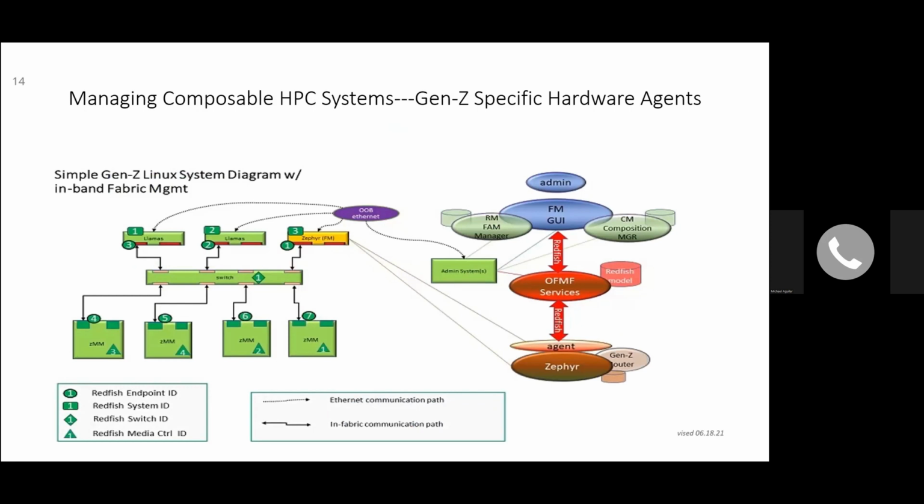Here's an example of the Gen Z fabric, which does endpoints and the whole fabric. So we have a Zephyr. Zephyr is the subnet manager for Gen Z, and Zephyr is going through, crawling through the fabric and getting all the information, and then in turn it comes back to the agent. The agent translates that information over to the OFMF services, and then I can use that for composition and fabric attached, and a fabric attached memory manager, and then in turn to an administrator or a client. Next slide.